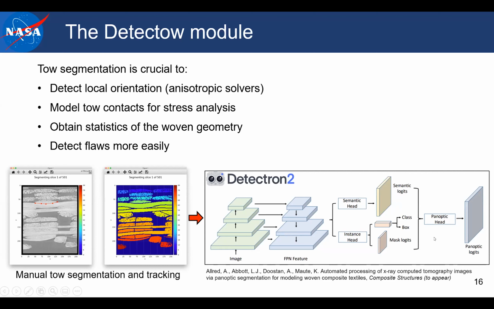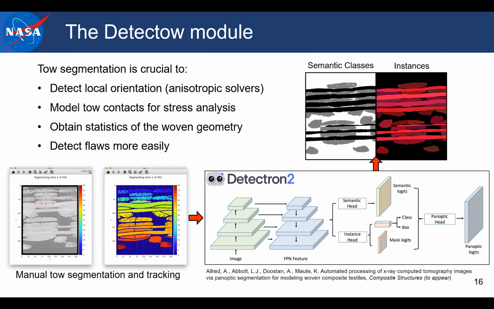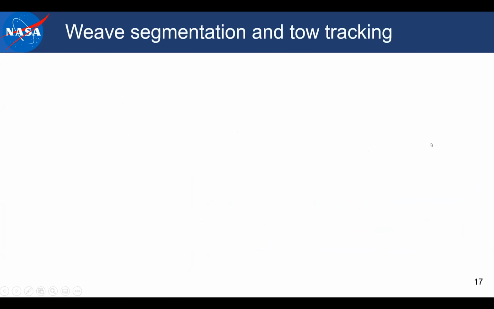In this case, we're doing panoptic segmentation, which means separating out both on a semantic level as well as on an instance level. What that means is that every single toe needs to have a single ID. So the two semantic classes that we have are in-plane and out-of-plane toes. On the other hand, the instance segmentation is how to give every single toe a specific ID. So this is some of the earlier results that we obtained, the semantic classes and the instance segmentation.